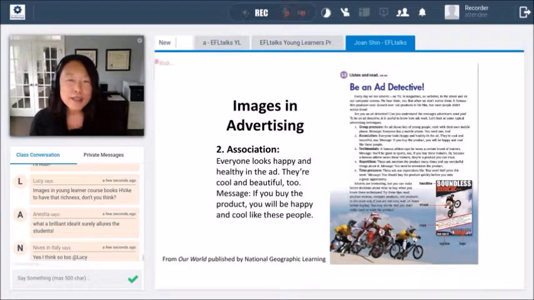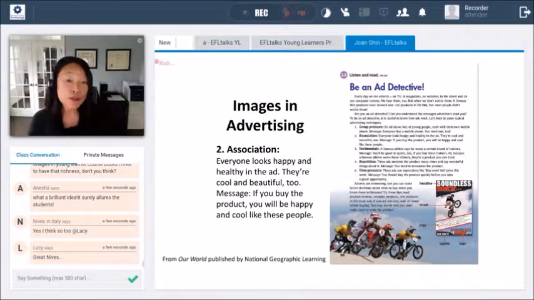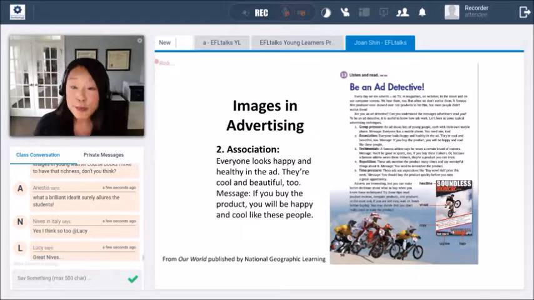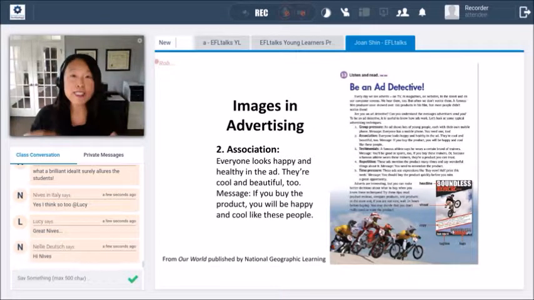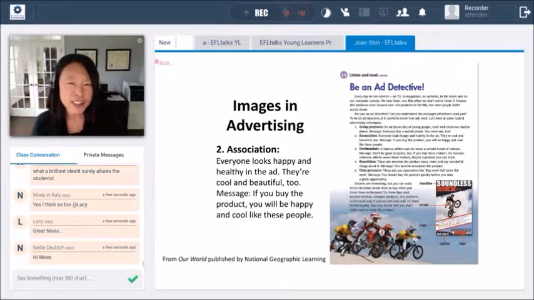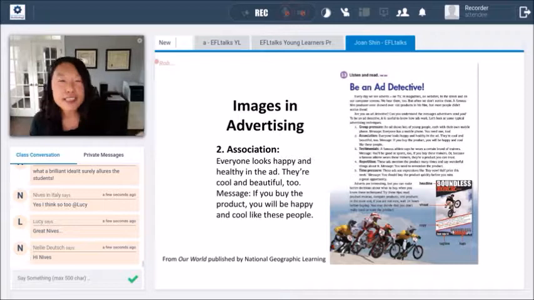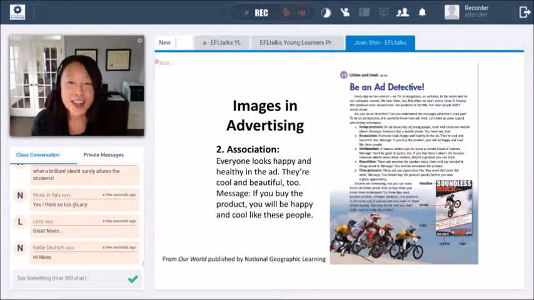Some other types of techniques are testimonials from celebrities or famous people, maybe repetition, right? Sometimes there's ads and you see them over and over and over again. Maybe there's time pressure in the ad. Buy now, time's running out, and it urges you then to buy that product. So after students learn various techniques that advertisers use, then you can have them use them to analyze different ads.